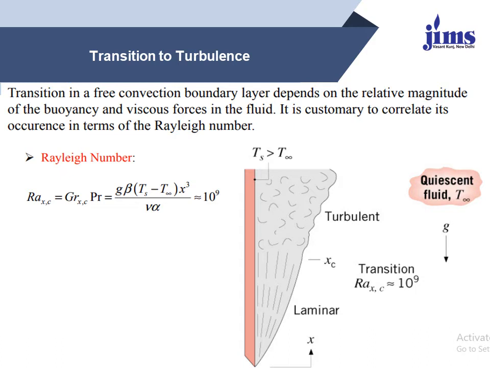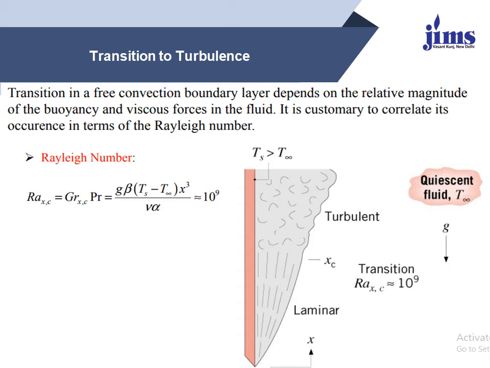The Rayleigh number is the product of the Grashof number and the Prandtl number, and mathematically the Rayleigh number is equal to g multiplied by beta multiplied by Ts minus T infinity multiplied by x cubed, divided by nu alpha, or it is equal to 10 to the power 9. So in case of transition flow the Rayleigh number is equal to 10 to the power 9, but in case of laminar flow the Rayleigh number is less than 10 to the power 9, and in case of turbulent flow the value of the Rayleigh number is always greater than 10 to the power 9.